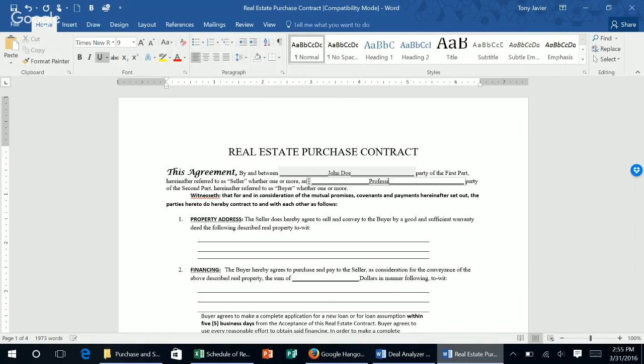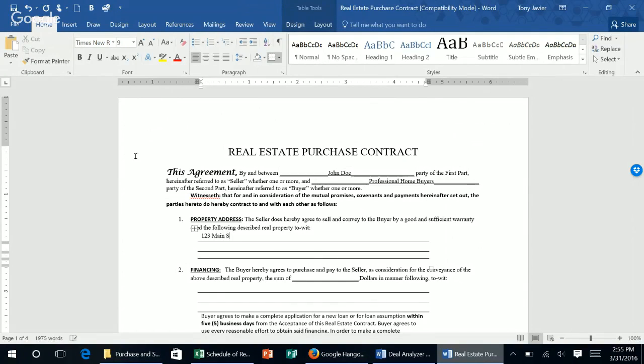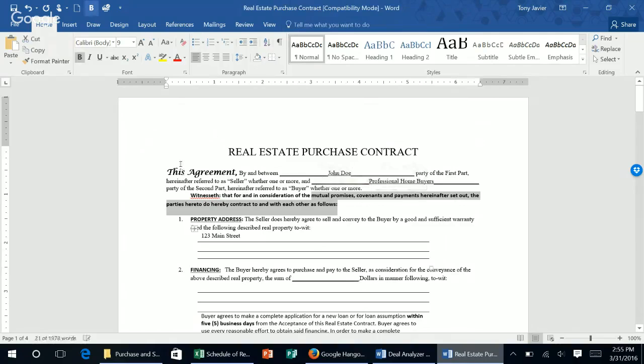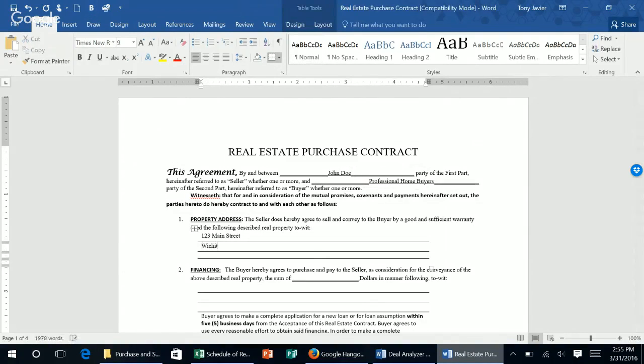the buyer here, so Professional Home Buyers, we are the buyer. And then the property address, we'll say 123 Main Street. This here is just some legal lingo. And we'll say Wichita, Kansas, 67214.